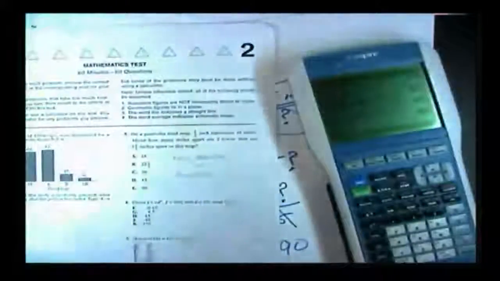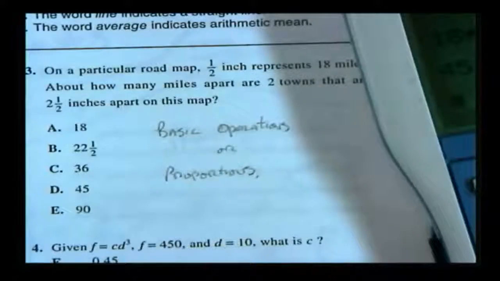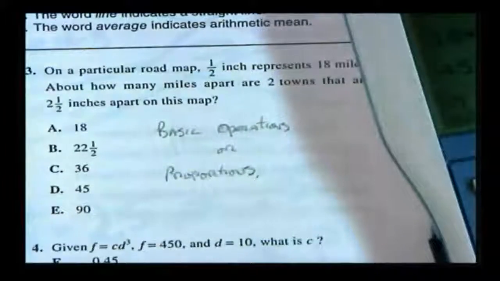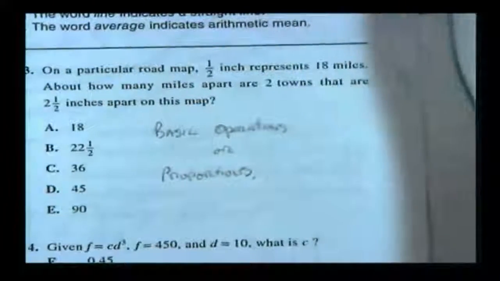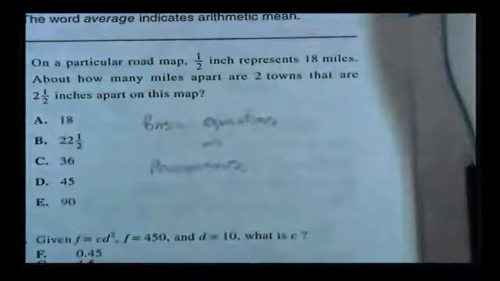If we come back to our problem, we hope and pray that 90 is even a choice, because now I've solved this proportion. And if you look at that, you'll see right there, letter E is 90. So the two towns must be 90 miles apart. And that's how we use proportions to solve certain problems.